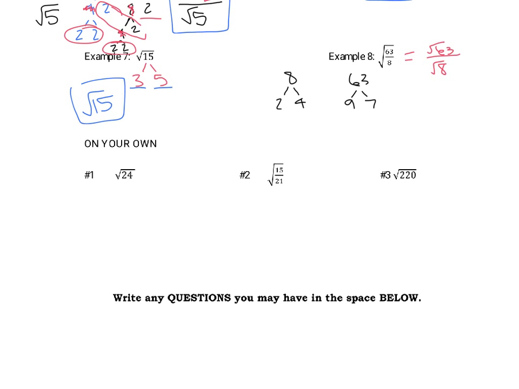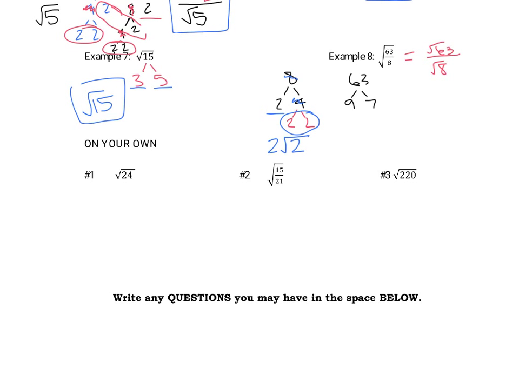Let's look at another fraction. We got square root of 63 over 8. Okay, so let us break them down. So it's like 2 problems. So we got square root of 63 divided by square root of 8. So let's break down 8 first. 8 is 2 times 4. And then 4 can be broken down to 2 times 2. So let me squiggle those out. I have one pair of 2's, and then I got a 2 left over. So that gives me 2 square root of 2.